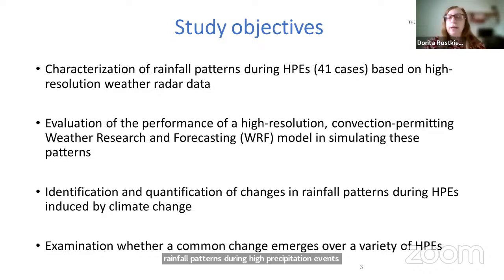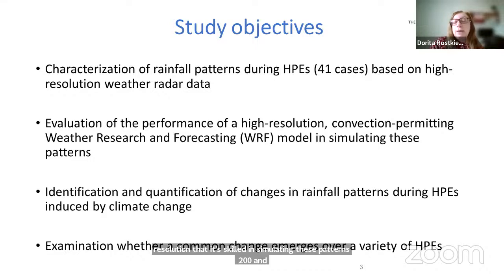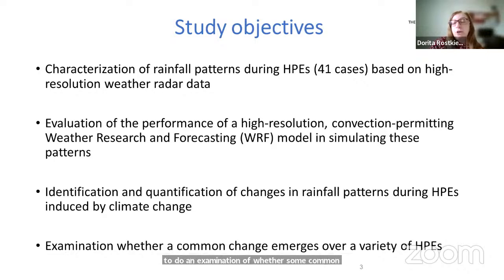So the objectives of our study are to characterize rainfall patterns during high precipitation events based on high resolution radar data. We looked into 41 cases. We also evaluate the skill of WRF at the convection-permitting resolution in simulating these patterns. Further, our aim was to identify and quantify changes in these rainfall patterns induced by climate change and examine whether some common changes emerge over a variety of high precipitation events.